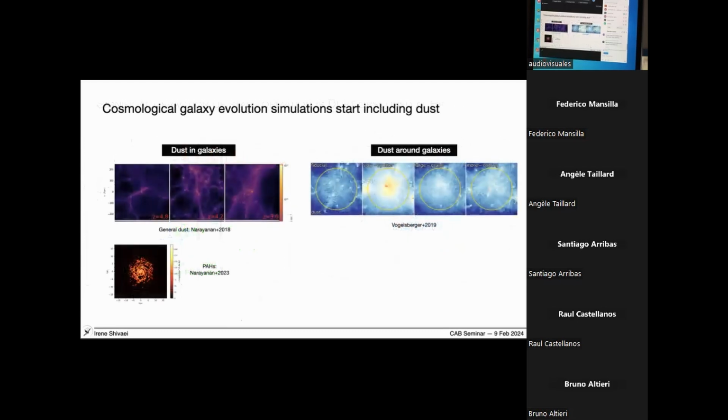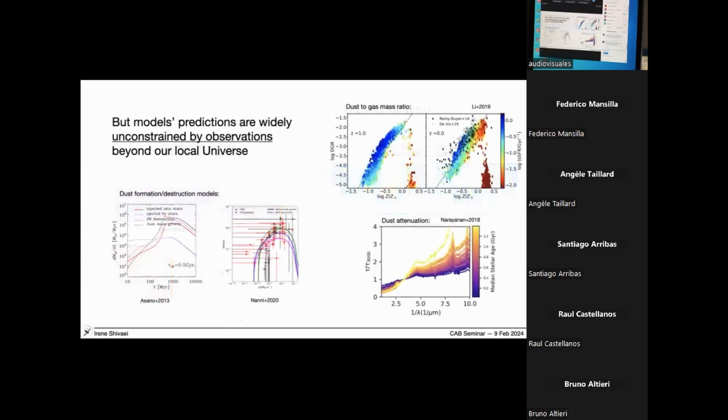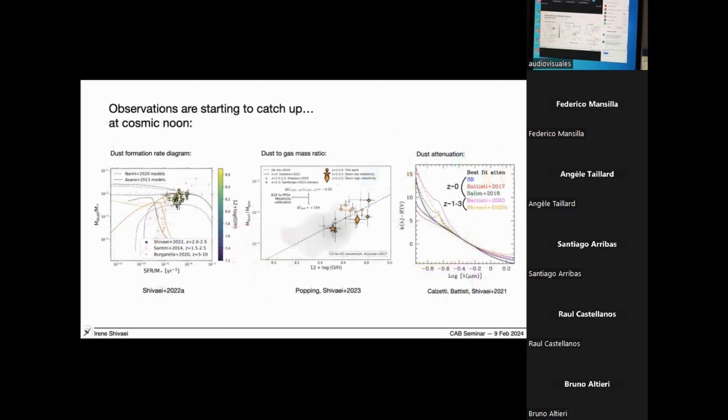So there have also been theoretical advances, models that either include dust and model the dust within the simulation, or as a post-processing add-on calculate the amount of dust in galaxies. But most of these theoretical models are unconstrained by observations at high redshifts. Here I'm showing a few examples of dust formation and destruction models within a galaxy throughout its lifetime, all the way to looking at the attenuation properties or dust to gas mass ratio of galaxies. And with observations, we are just starting to catch up to put constraints on the models.